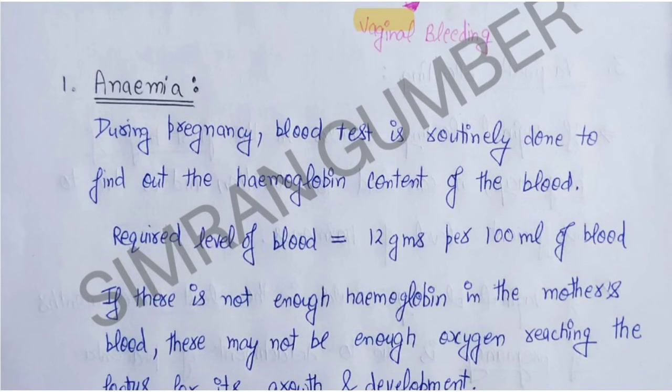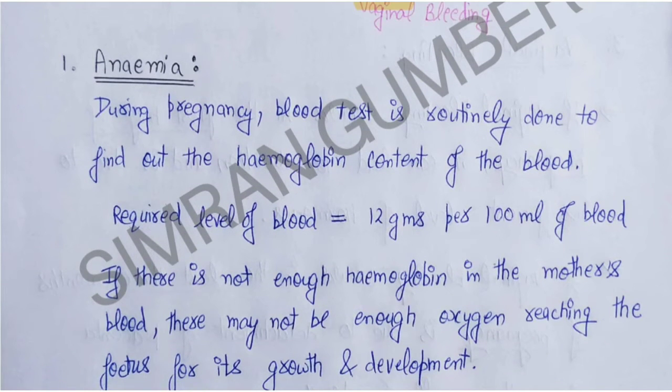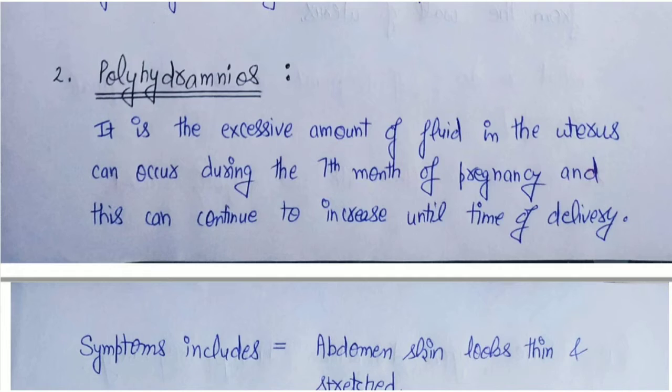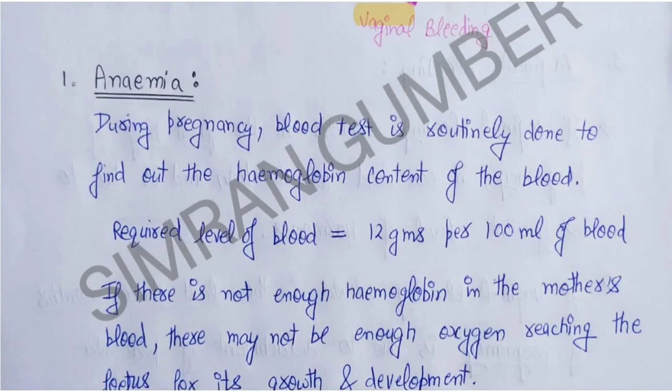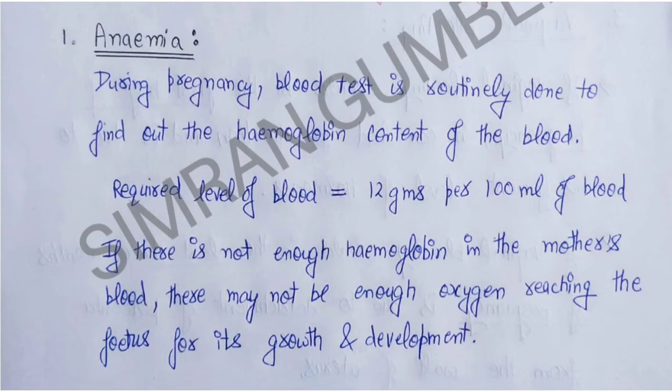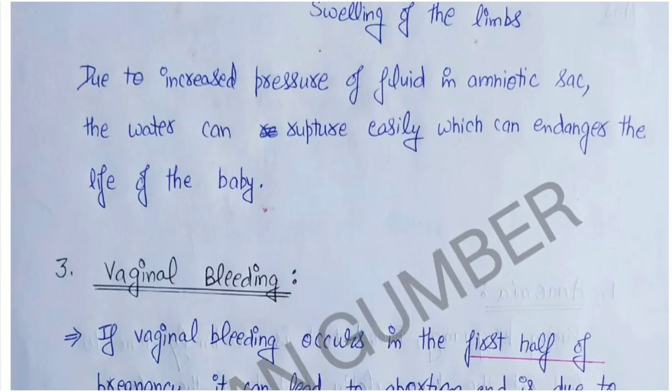Okay, anemia. During pregnancy, blood test is routinely done to find out the hemoglobin content of the blood. Required level of blood is 12 grams per 100 ml of blood. If there is not enough hemoglobin in the mother's blood, there may not be enough oxygen reaching the fetus for its growth and development. Correct?